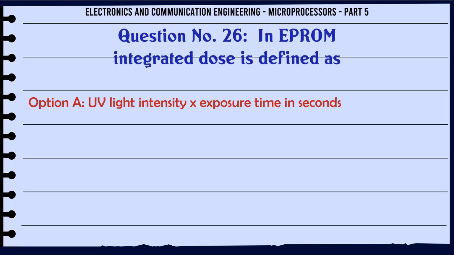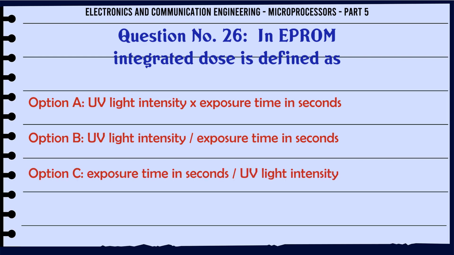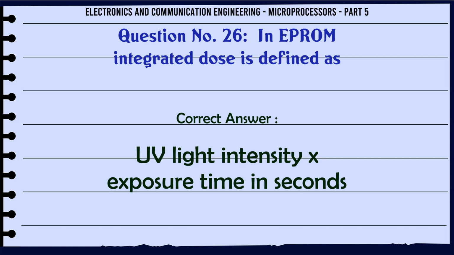In EPROM, integrated dose is defined as A. UV light intensity x exposure time in seconds. B. UV light intensity / exposure time in seconds. C. Exposure time in seconds / UV light intensity. D. None of the above. The correct answer is UV light intensity x exposure time in seconds.